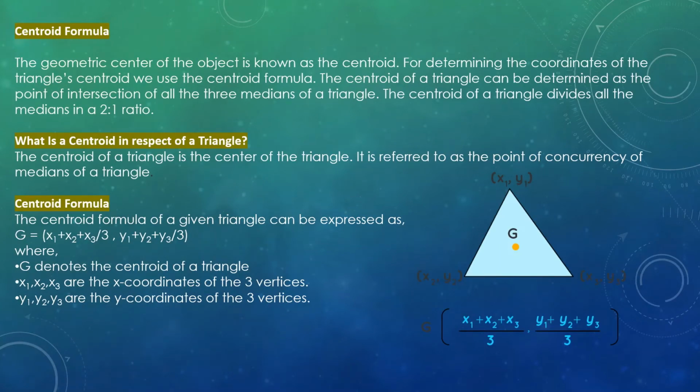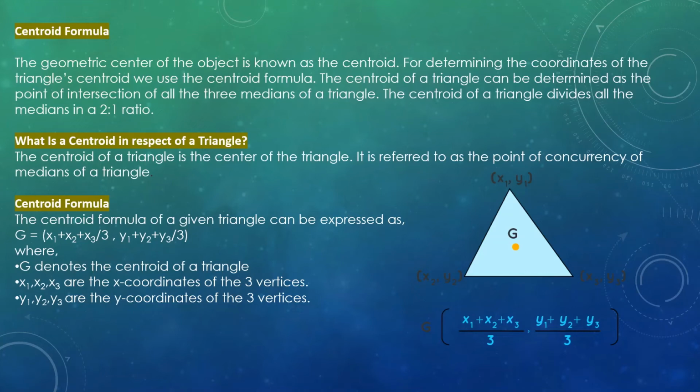Now we will see the centroid formula. The geometric center of the object is known as the centroid. For determining the coordinates of a triangle's centroid, we use the centroid formula. The centroid of a triangle can be determined as the point of intersection of all the three medians of the triangle. The centroid of a triangle divides all the medians in a 2:1 ratio.